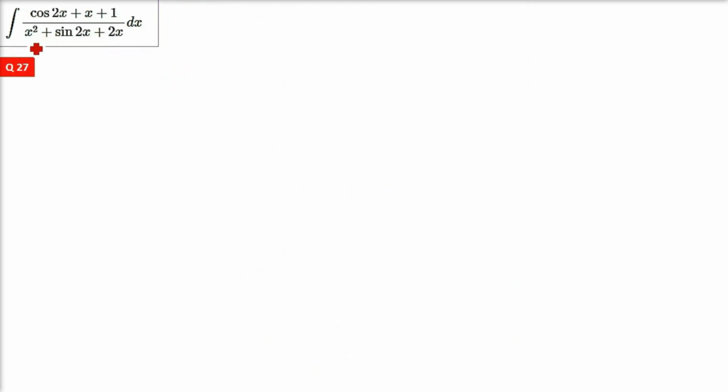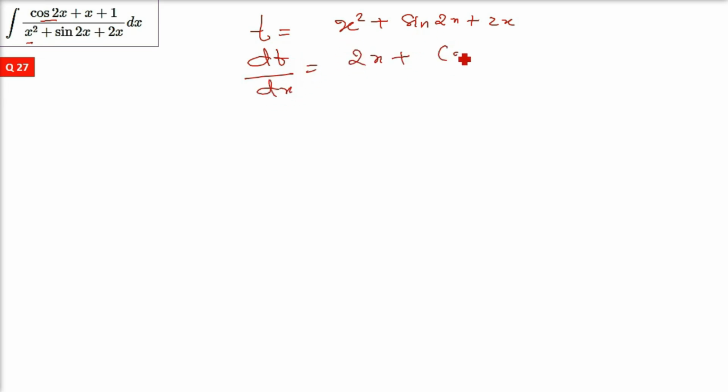What do you see here? x square plus sine 2x plus 2x. When you differentiate this denominator, you are going to get the numerator by itself. So x square will be 2x, sine 2x will be cos 2x with a 2 also, and the differentiation of 2x will be 2 only. So what I am trying to suggest here is just take this denominator directly as t. When you take x square plus sine 2x plus 2x as t, dt by dx is going to be 2x for x square, 2 cos 2x for sine 2x, and the differentiation of 2x is going to be 2.